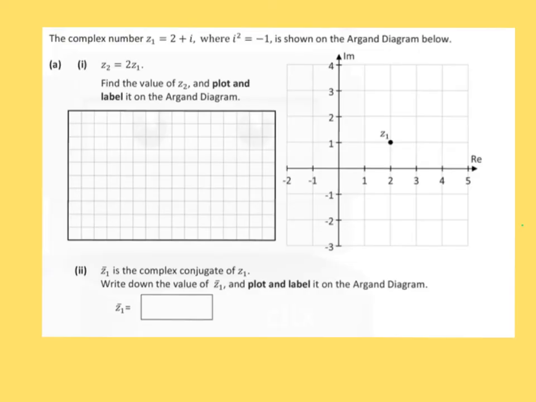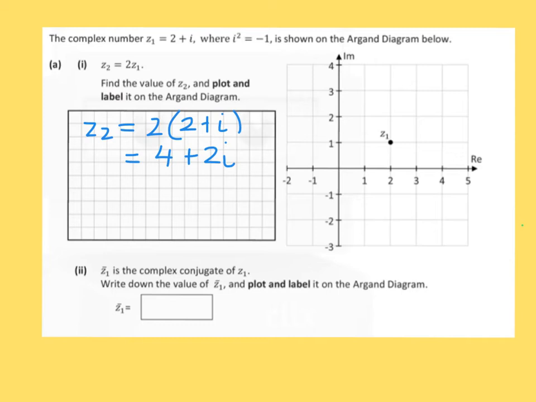Okay, so let me just quickly take you through an exam style question. Here we have the complex number z1 equals 2 plus i, where i squared is equal to minus 1, and is shown on the Argand diagram below. Find z2, which is 2 multiplied by z1. So if we take z2 equals 2 by z1, that's 2 by 2 plus i, which is going to give me 4 plus 2i.